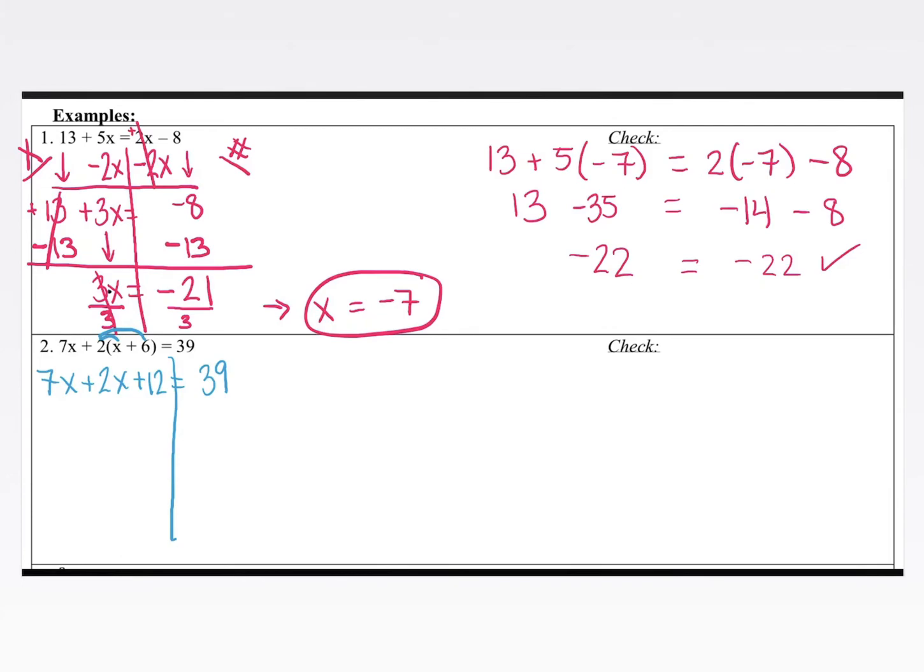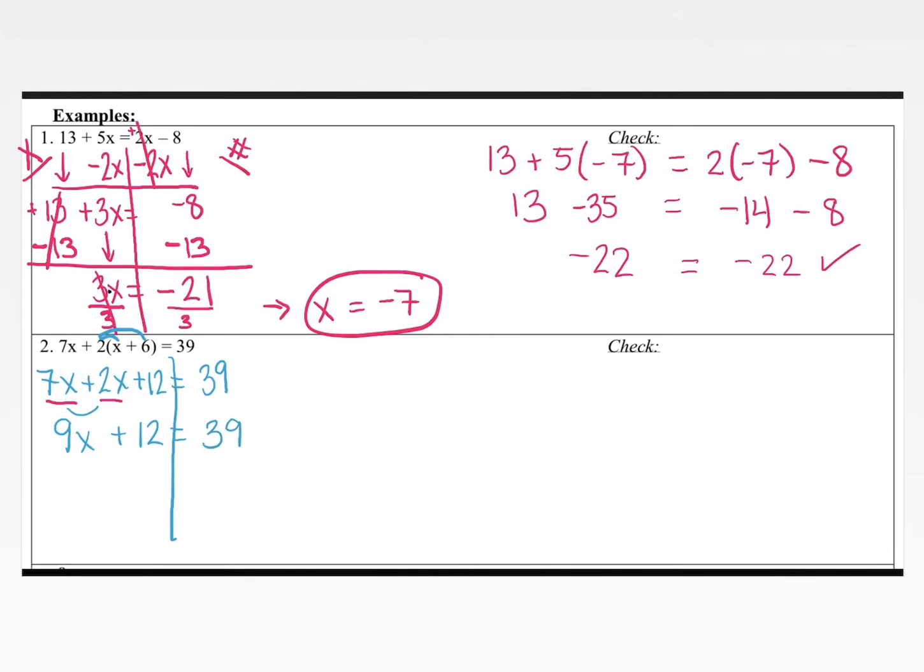Now, I need to combine some like terms. Since we have 7x and 2x, they both have the same variable raised to the same power. They are like terms. 7x plus 2x gives us 9x. Bring down my 12, and that's equal to 39.